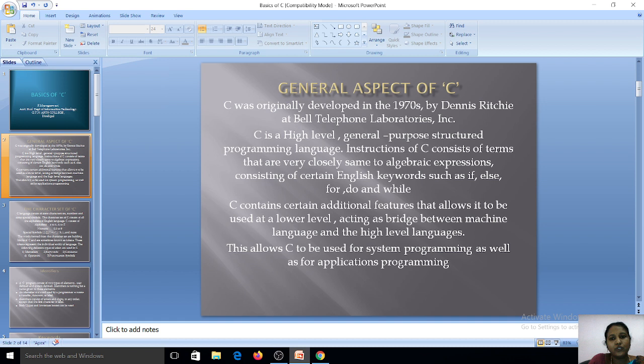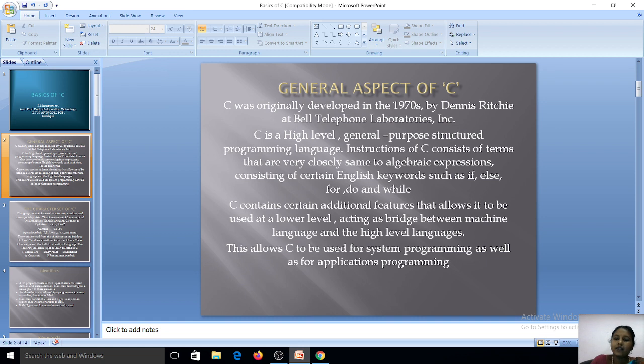First we will see about general aspects of C. C was originally developed in the 1970s by Dennis Ritchie at Bell Telephone Laboratories. C is a high-level and general-purpose structured programming language, we all know. Instructions of C consist of terms that are very closely similar to algebraic expressions.